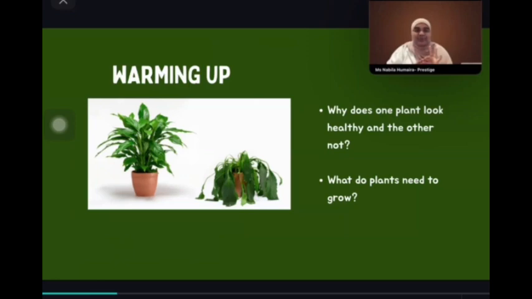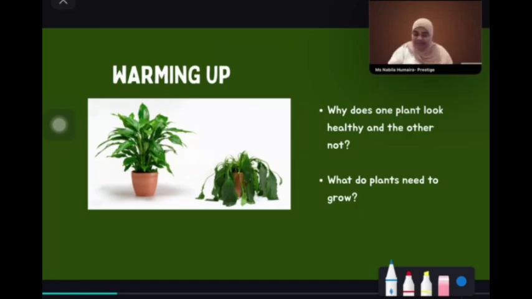So plants need many nutrients to grow well. And do you have any idea or any opinion about why these two plants look like this, one healthy and the other not? Okay, everyone, what do you think? What do plants need to grow? What do plants need? Okay, I will write your opinion here. Okay?